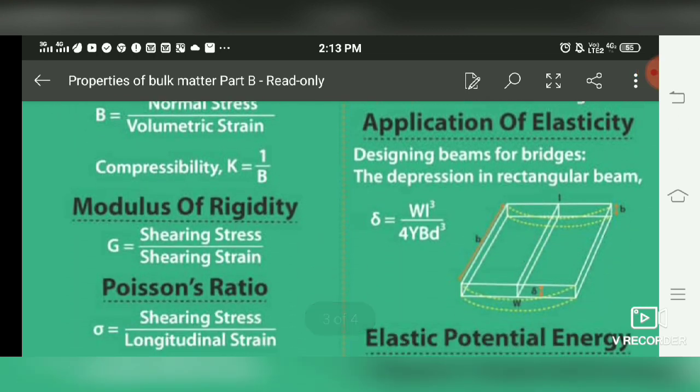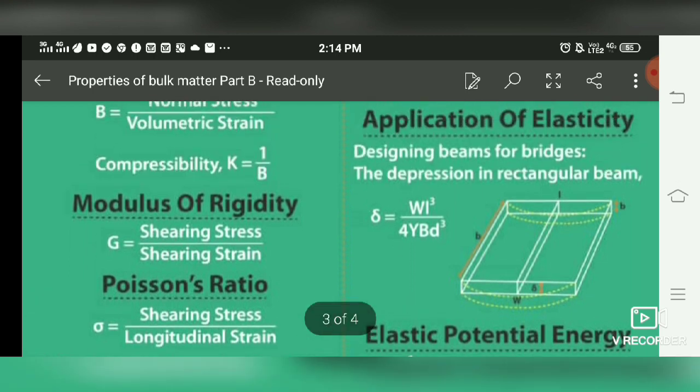What's its application? By knowing the elasticity of a material, we can design the beam for bridges. Suppose I have to make a bridge, then what type of beam should I choose so that it will not get loosened, or so tight that it does not allow a little bit of elasticity to the material. So the knowledge of elasticity is required before designing any kind of material or building in which the beams and other things are required which have some elasticity.